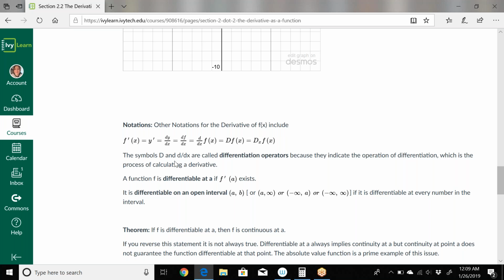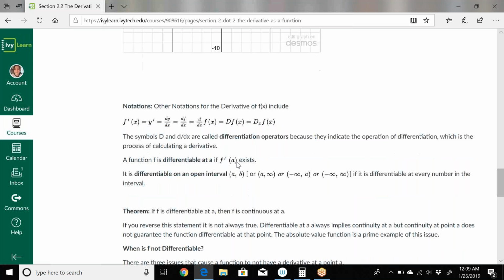So the capital D and the d dx are called differentiation operators, because they indicate the operation of differentiation, which is the process of calculating a derivative in a specific way. Now, this will matter when we get to implicit derivatives later on, because we will care what the respect of the variable is that we're doing.